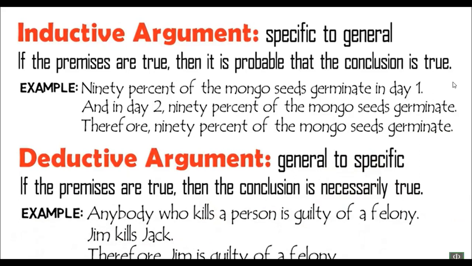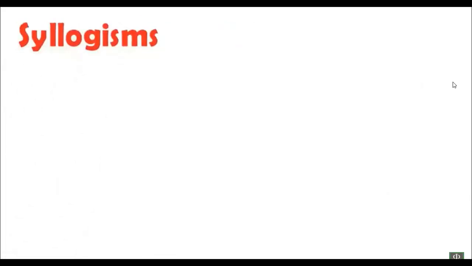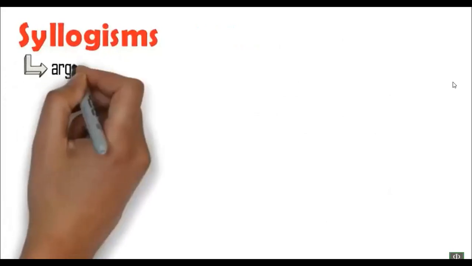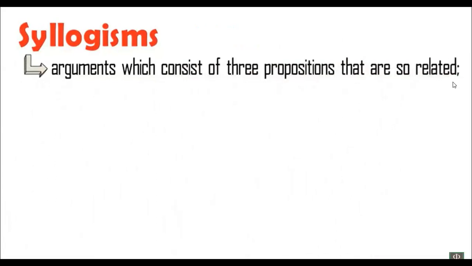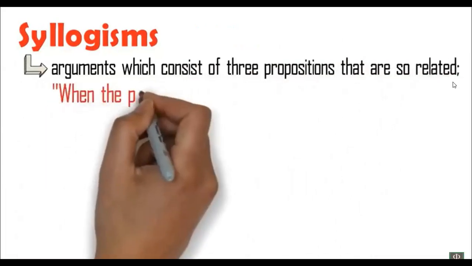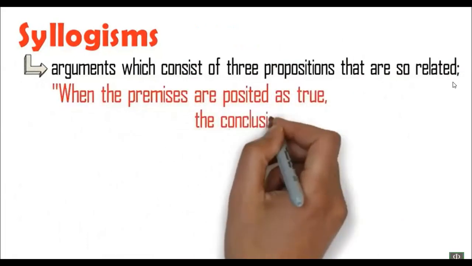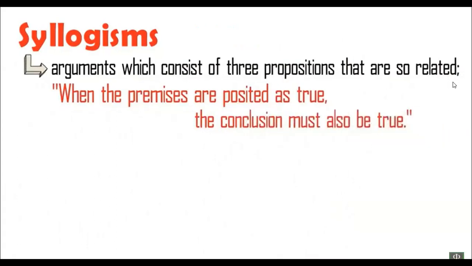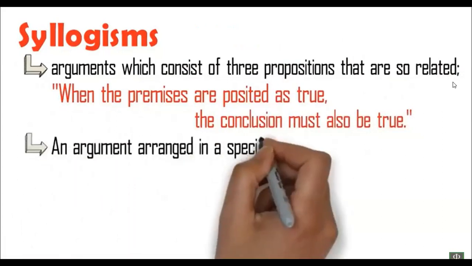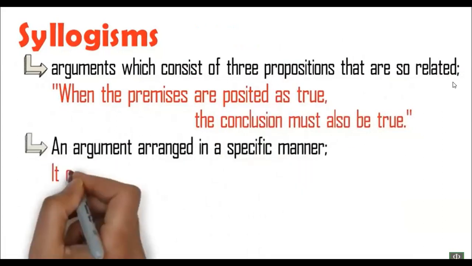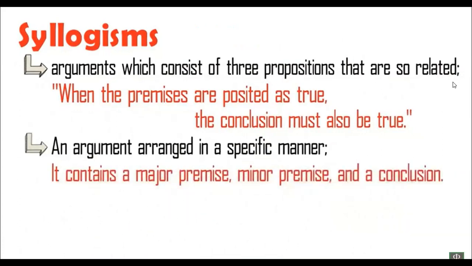Now that we already have a basic understanding of what arguments are, let's talk about syllogisms. Syllogisms are arguments that consist of three propositions which are so related that when the first two propositions, that is the premises, are posited as true, the third proposition, that is the conclusion, must also be true. In other words, a syllogism is an argument arranged in a specific manner in such a way that it contains a major premise, minor premise, and a conclusion.